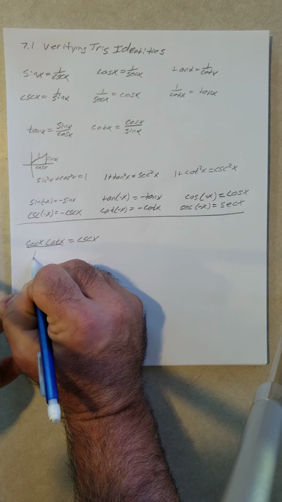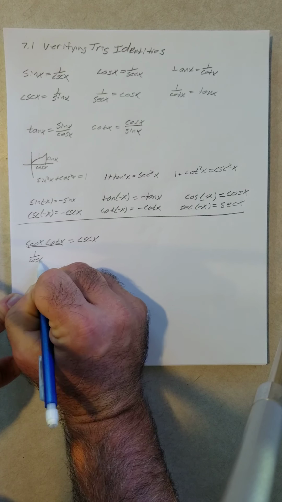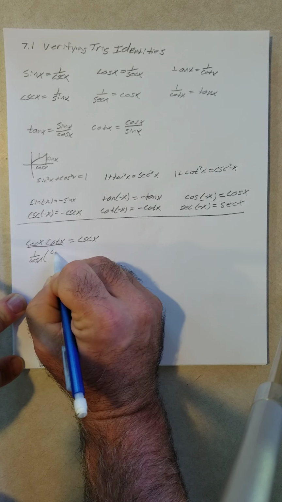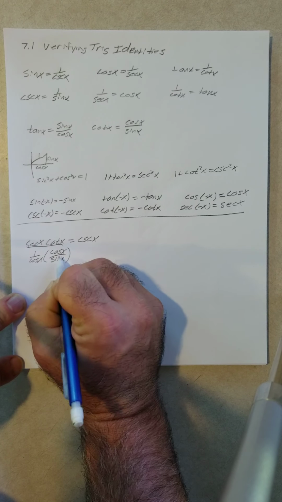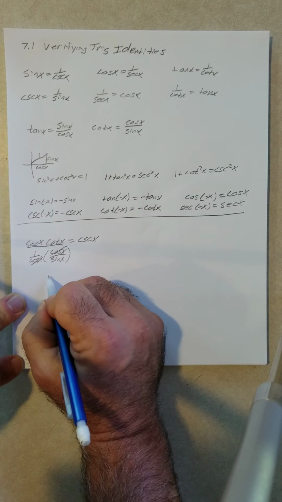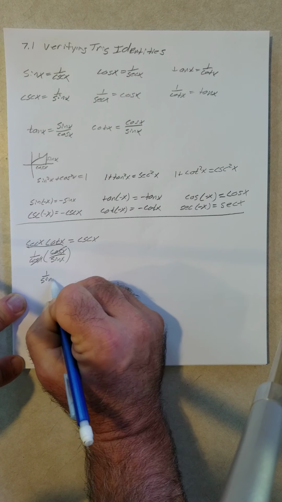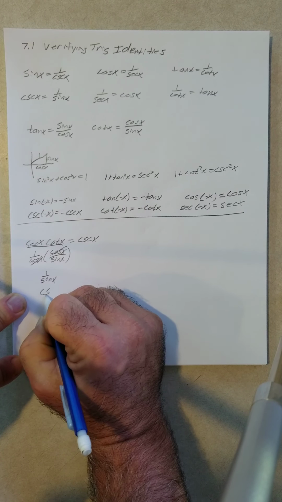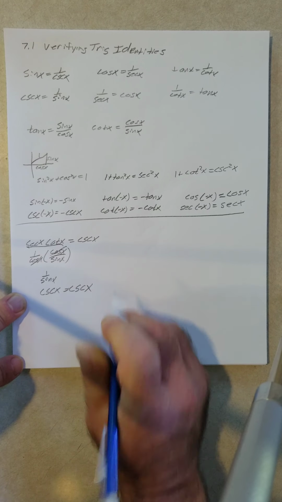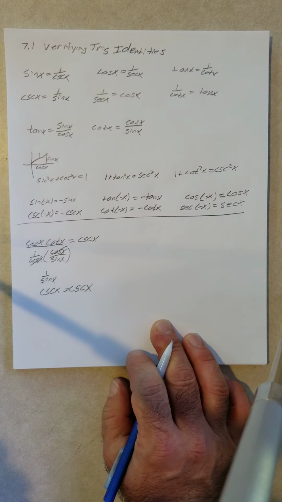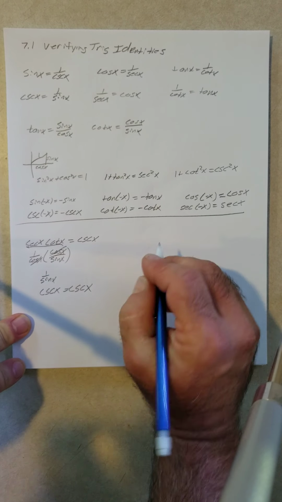The secant is 1 over the cosine of x. The cotangent is the cosine of x over the sine of x. And now the cosines cancel out. I'm left with 1 over the sine of x, which is equal to the cosecant of x. So therefore, we have verified that identity. And that's pretty much how the nice first ones will work.